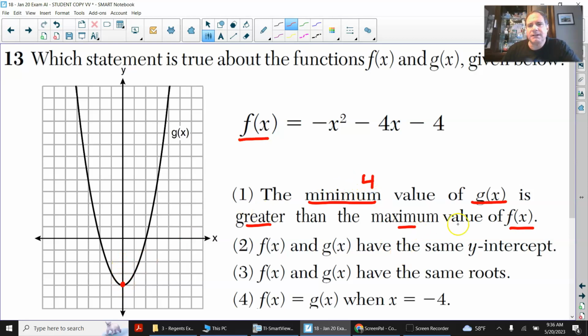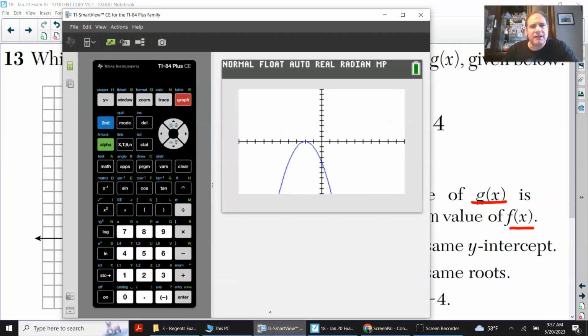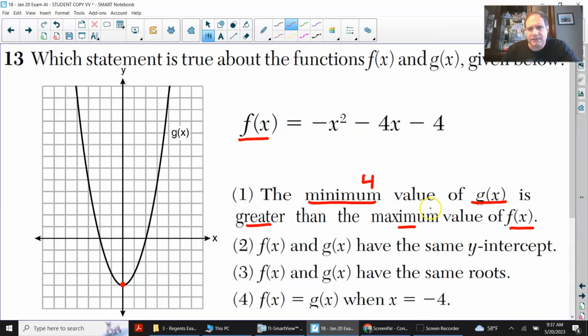So the minimum value. The maximum value of f of x is here. That is 0. So I'm going to put that 0 in. So the minimum value of g of x is greater than the maximum value of f of x. Sorry, the minimum value is negative 4. That is my mistake. Negative 4. Is it greater? No, it's not.